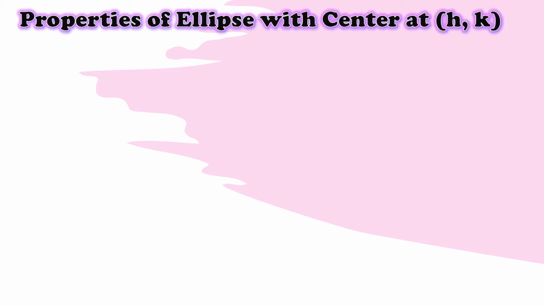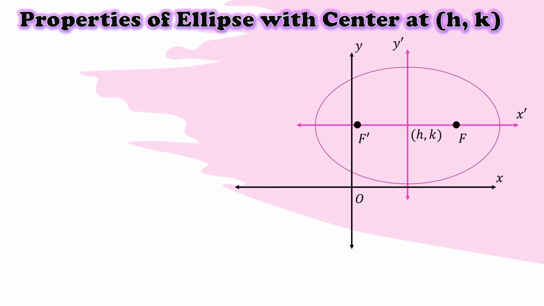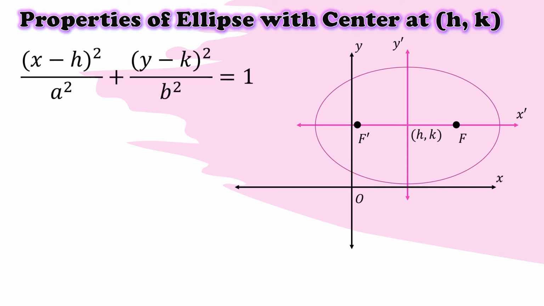Let us have the properties of an ellipse with center at (h, k) and whose major axis is parallel to the x-axis. The equation is (x minus h) squared over a squared plus (y minus k) squared over b squared equals 1, where a is the distance between the center of the ellipse and a vertex, and b is the distance between the center of the ellipse and a co-vertex.